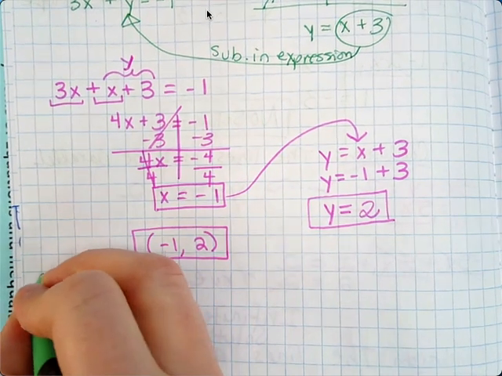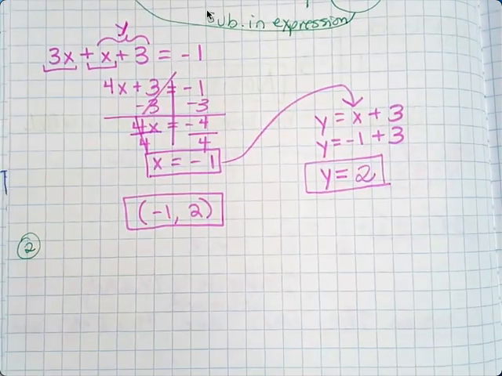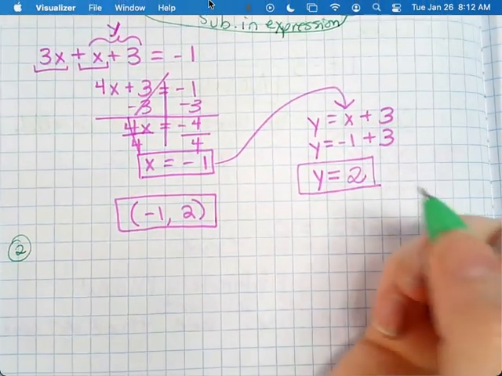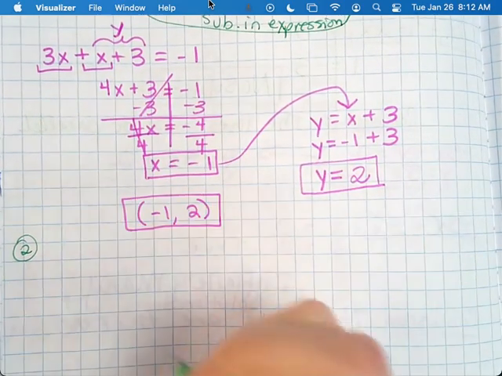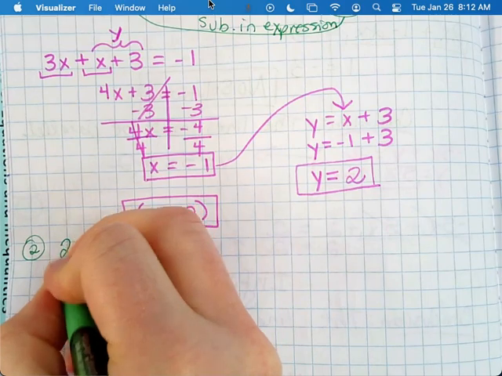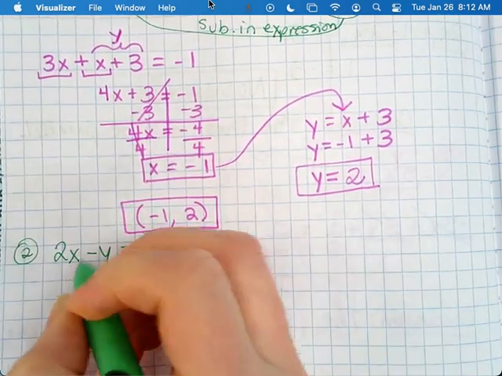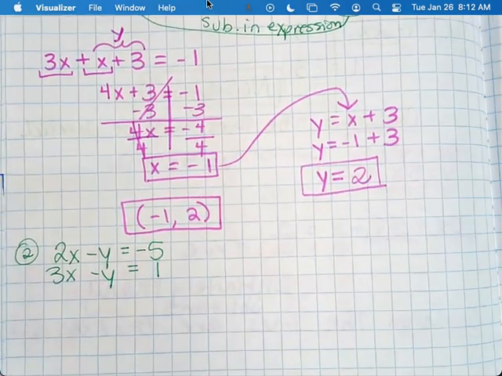Okay, let's do another one. Do you have any questions on that one? Okay, let's do another one. 2x minus y equals -5 and 3x minus y equals 1.